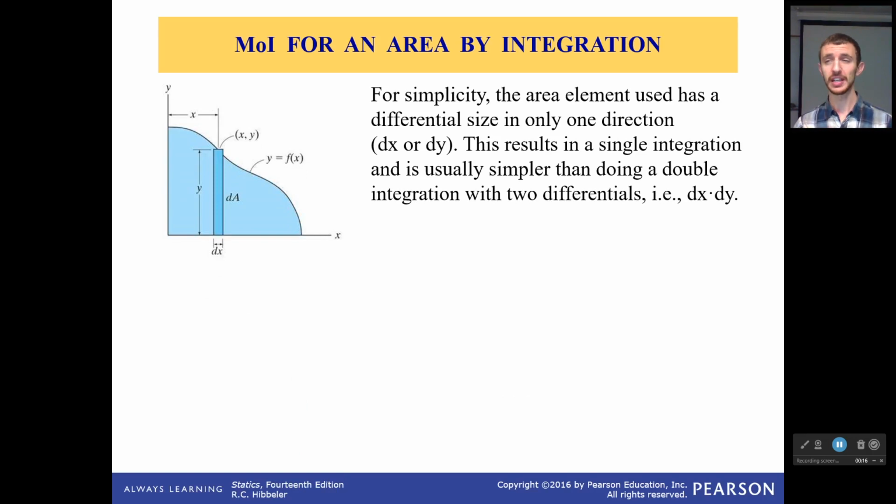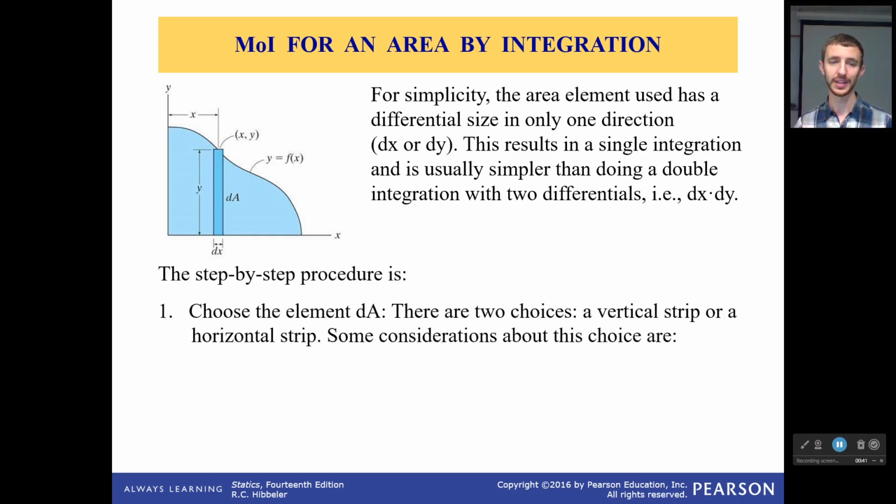So first off, it is most simple to do it where you only have a differential element in one direction. Otherwise, you end up with a double integral, and that's no fun. So make it so that you have some sort of height y with a differential element dx, or some width x with a differential element dy. We've done this before. You're like, aha, I did that for the centroid, and yes, that's the case. Very similar setup goes into this.